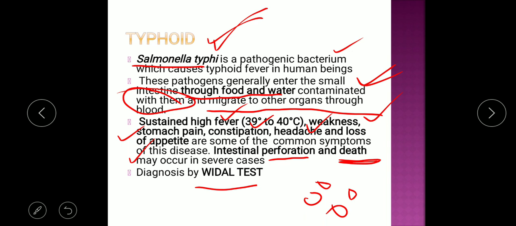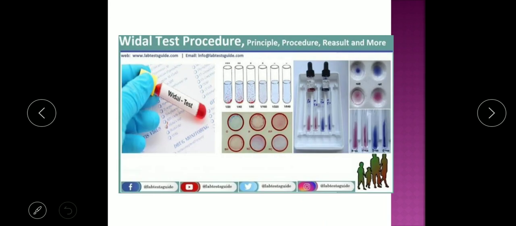It is diagnosed by the Widal test of blood. Here I have shown you a simple setup of how the Widal test is performed. If you want to know more, you can search on Google. The search engine gives the full procedure and results, all of which you can get there.